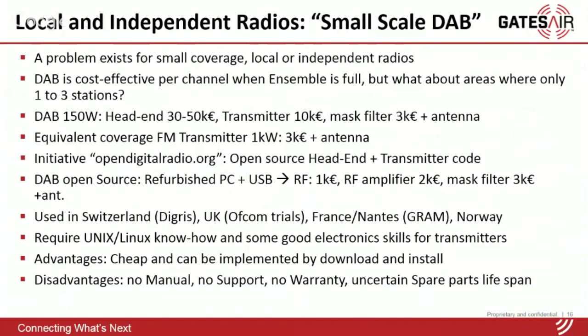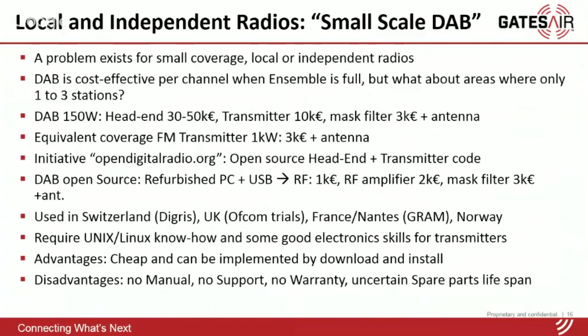There's a way to do DAB Plus on a much smaller scale, where you don't roll out a nationwide network. Maybe you've just got a couple of stations doing DAB for a fairly modest investment. For a full-blown head-end DAB system, we're looking at 30,000, 50,000 euro to get one of these systems up and running. And we can do the equivalent coverage with a single FM transmitter at about 1 kilowatt.